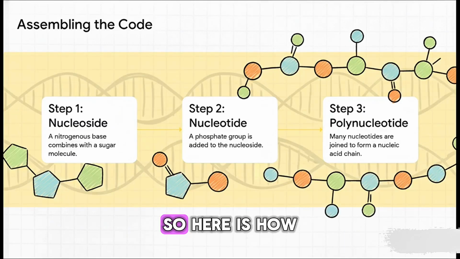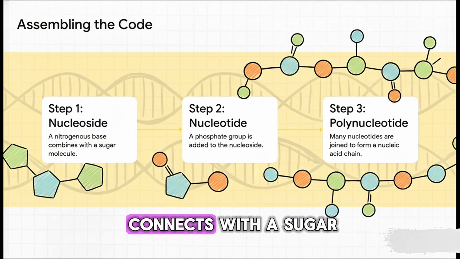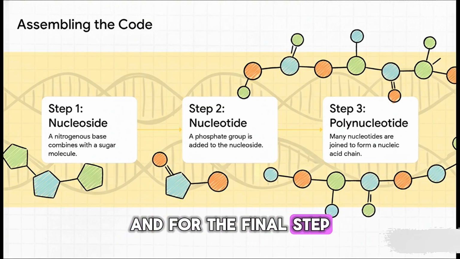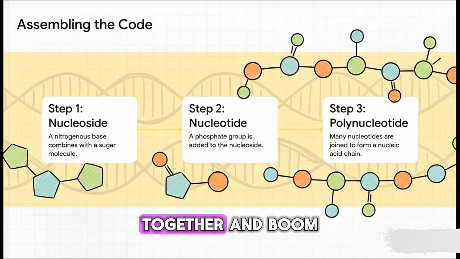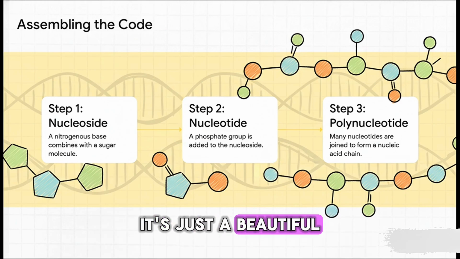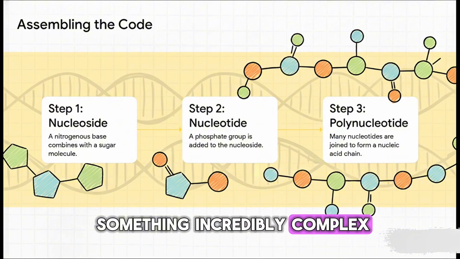So here's how they all come together. Step 1, a base connects with a sugar. That combo is called a nucleoside. Step 2, a phosphate group jumps on, and now you've got a nucleotide. And for the final step, you just link a whole bunch of these nucleotides together and, boom, you've got a polynucleotide. It's just a beautiful example of how simple little pieces can build something incredibly complex.